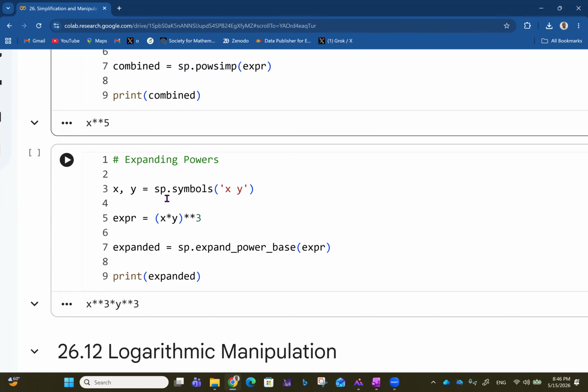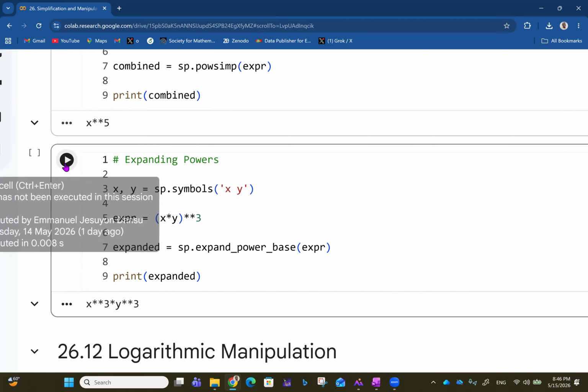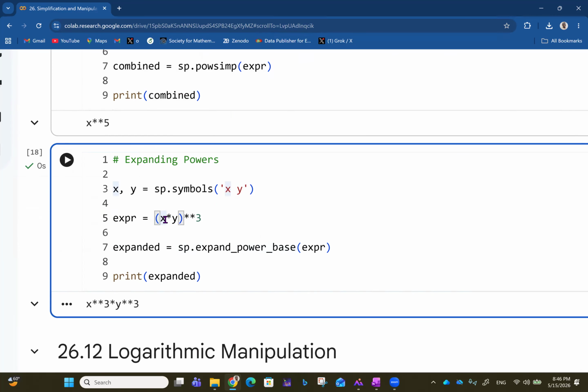Then expanding powers, you can expand powers too. So if you have x comma y, sp dot symbols x comma y. So expression x times y raised to power 3. So that means x raised to power 3 times y raised to power 3. So expanded, you have sp dot expand power base, expand power base of the expression. So you have this now. So this power is applying to both. So you have x raised to power 3 times y raised to power 3, and that's exactly what you have there. So imagine if you have, first of all, x raised to power 2 multiplied by y all raised to power 3 now. So it's going to be x raised to power 6, y raised to power 3, like you have now.